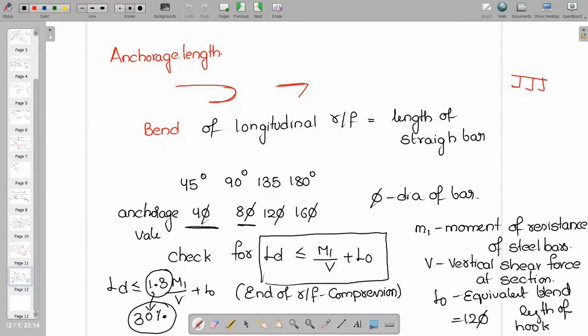See, Mohammed Rashid, what I want to tell you is not at the ends. How much the bend is there, that value will be calculated from here based on the angle of bend. Suppose it is 45, it means it is like this. If it is 90 degrees, it means like this. If it is 135, see, this is 45 degrees, this is 90 degrees, and this is 135. And if it is 180, it will be completely bent. So based on the bend, we'll do this.